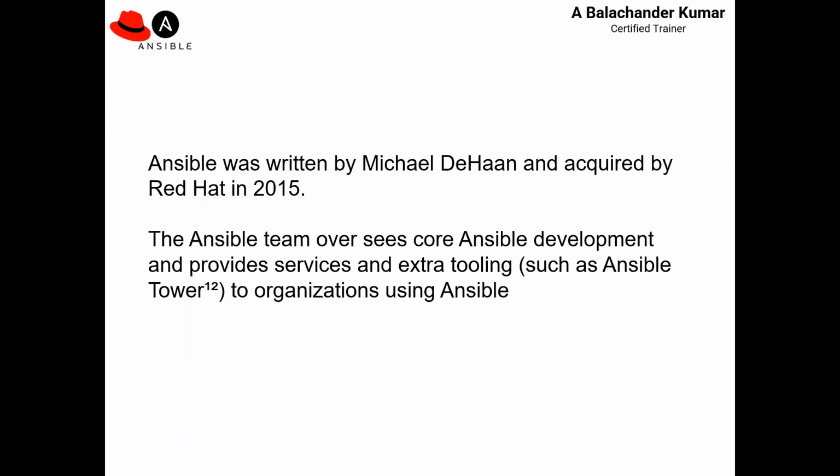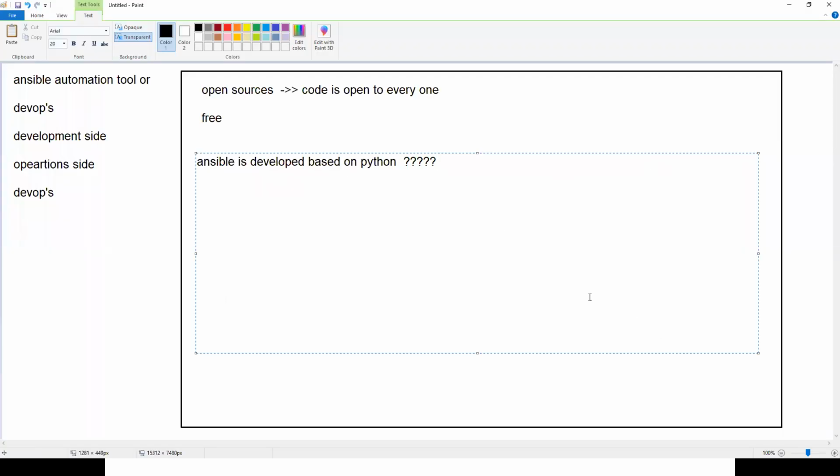Ansible was written by Michael DeHaan and acquired by Red Hat in 2015. So now the question is, why has Red Hat acquired Ansible? And not only Ansible, they have taken Michael DeHaan also into their project by giving him a very good package. They made Michael DeHaan the project head of Ansible. For what reason?